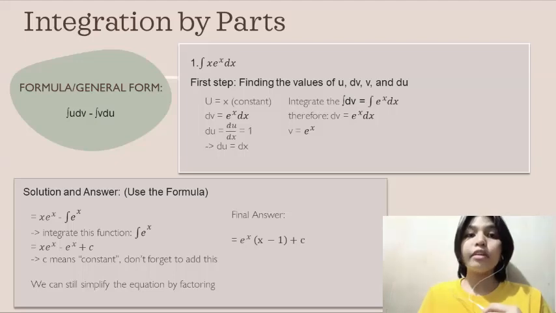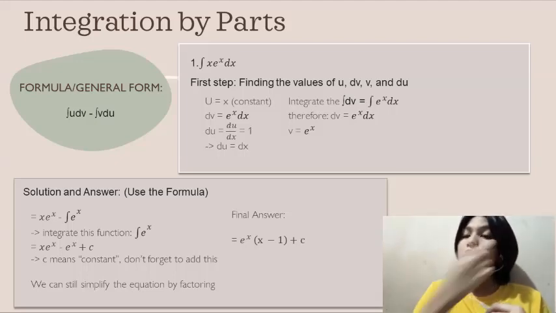Before we determine the final answer, we have to integrate the function e raised to x first. Therefore, the answer will be x e raised to x minus e raised to x plus c. C means constant, and we should not forget to add this on our final example because it is really important. However, we're not finished yet.